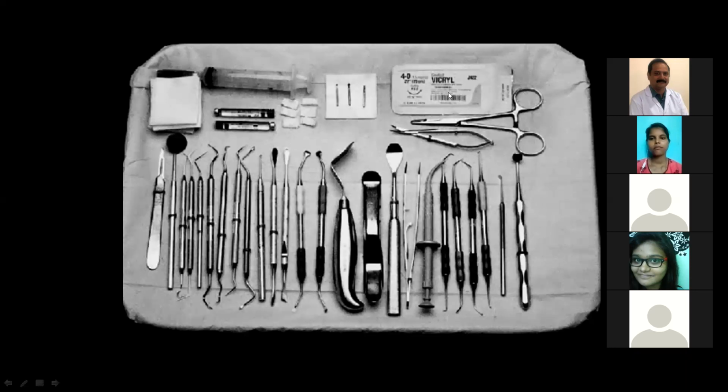4-0 Vicryl is there for suturing. For osteotomy, burs are there, carpules are there. So BP blades, everything is there. So this armamentarium setup is like that. I think we are familiar with almost all of the instruments except for these micro-sized mirrors.